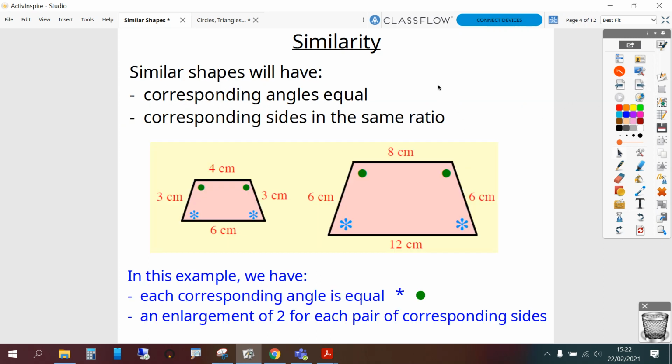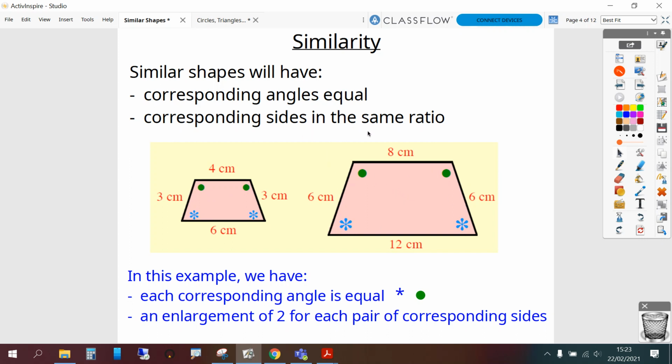Now, when we are looking for similarity, we need to check that corresponding angles are equal and that corresponding sides are in the same ratio. So what that means is, first of all, that the angles inside the shape are the same for both. So we've got two greens and two blues here and the same in this bigger one.